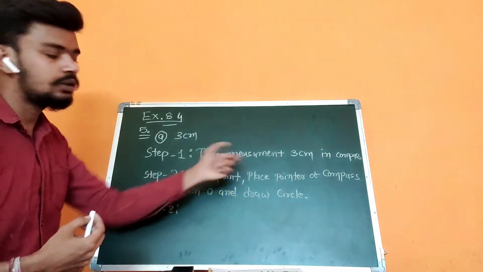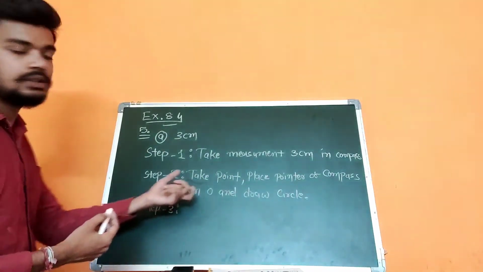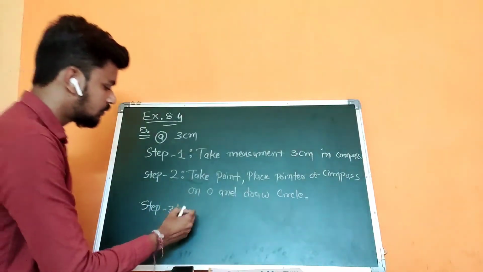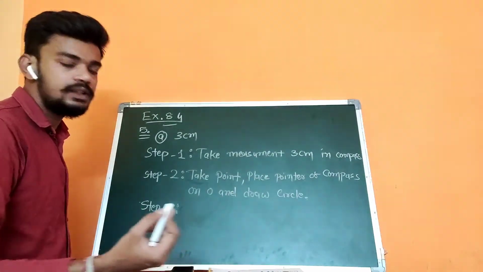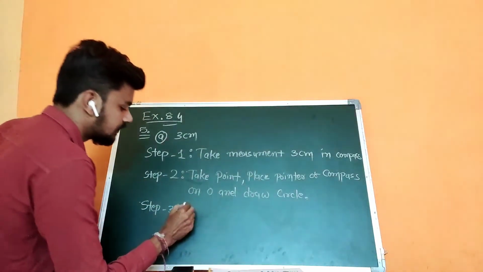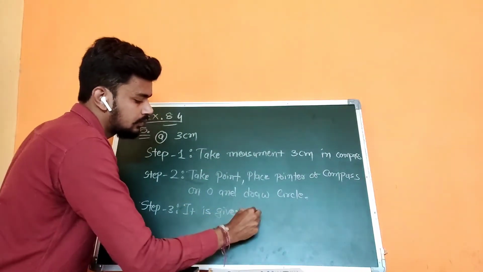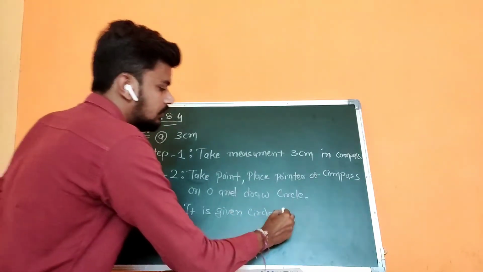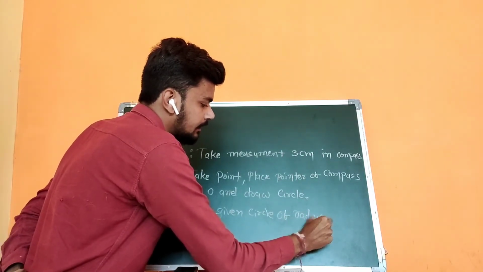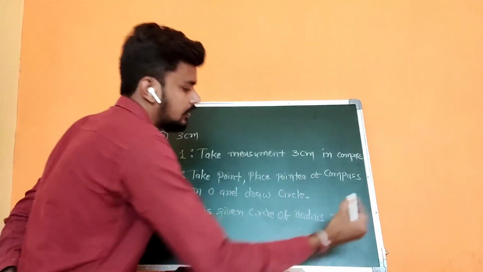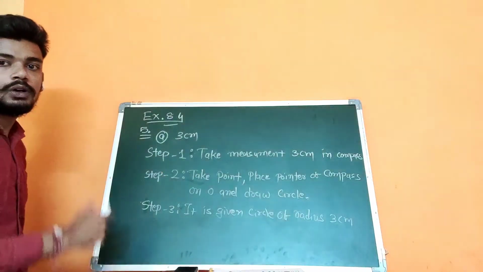After you draw the circle, the last step is just to answer that the given is the required answer. Done. So the third step you can write: it is the given circle of radius 3 centimeter. Understood? So this is how you have to write the steps for the circle.